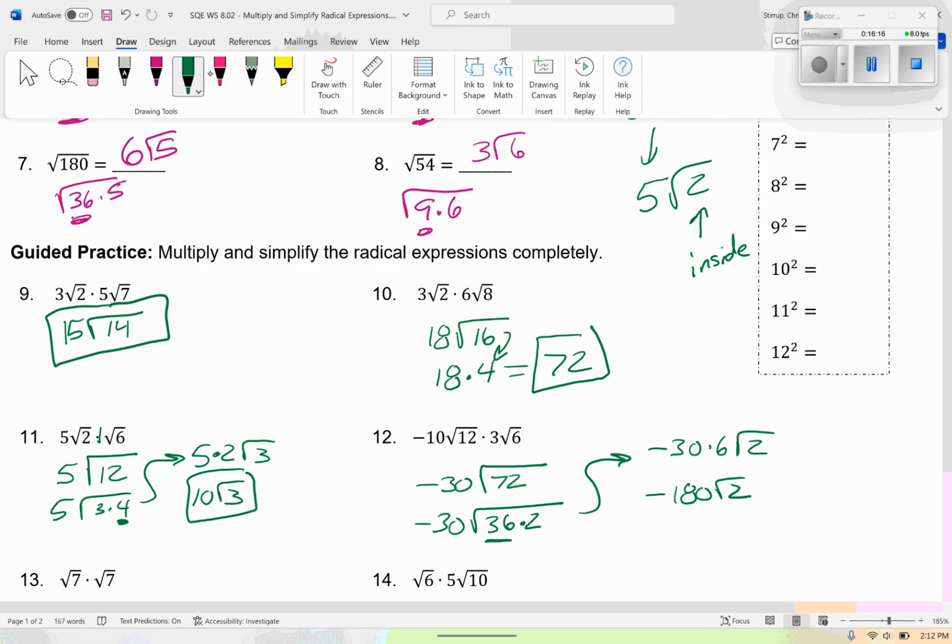Seem to make sense so far? Digesting it okay? Hey, is my attendance right? No. Uh-oh. All right. Can I move to number 13? Is that okay? Sean, you good?